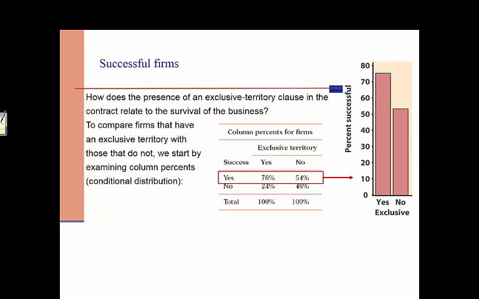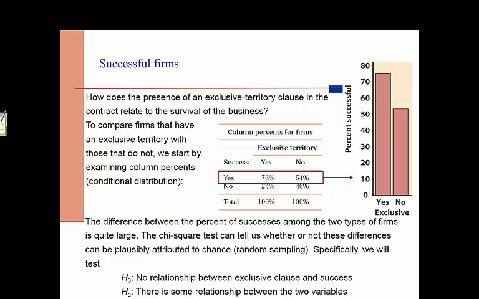Right, we can look at the data just by making a bar plot and see, yeah, you expect there to be a difference, because just looking at the success, there's a significant difference between yes and no contract holders. So you set up your hypothesis that there is no relationship between exclusive clause and success, and the alternate that there is a relationship between the 2 variables.